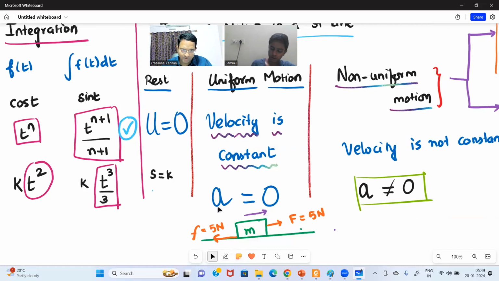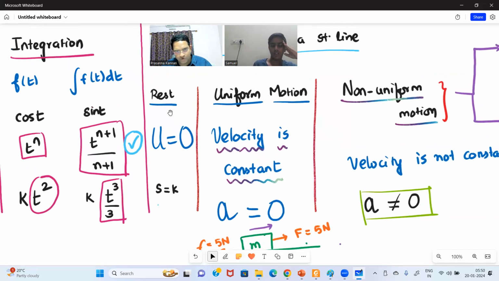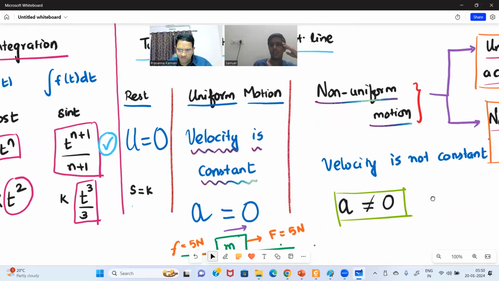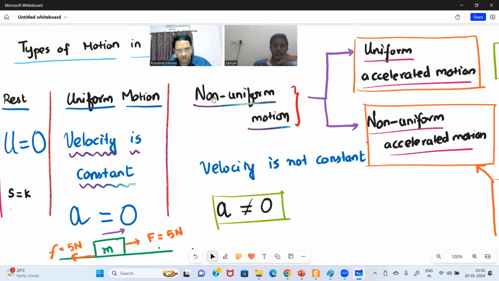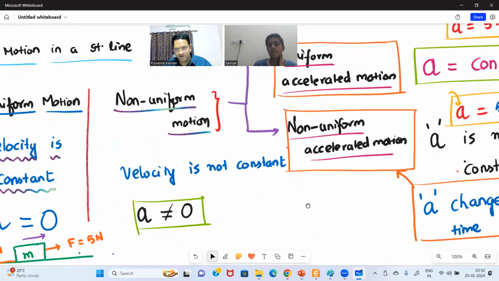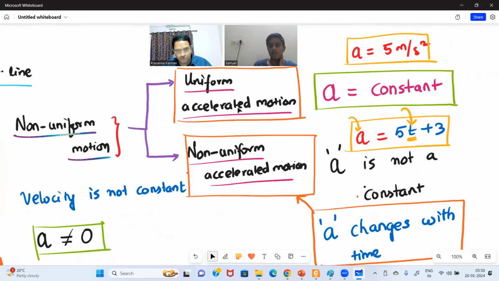If net force is 0, acceleration is 0. If acceleration is 0, the body continues to move with the same velocity. Velocity does not change. So such a motion is called what? Uniform motion. When the velocity is not constant, then it's called what? Non-uniform motion. And that is of two categories. One is uniform accelerated motion, another is non-uniform accelerated motion.